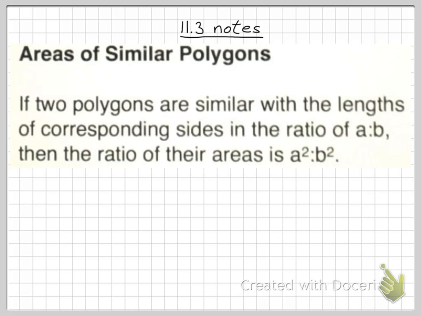So in Chapter 6, you learned that if two polygons are similar, then the ratio of their perimeters, or of any two corresponding lengths, is equal to the ratio of their corresponding side lengths. Okay, that was something we went over in Chapter 6.